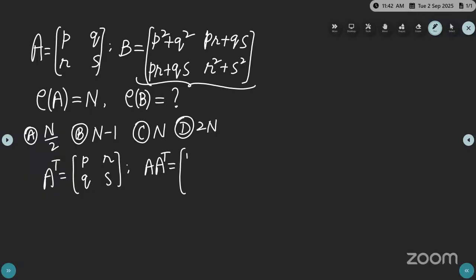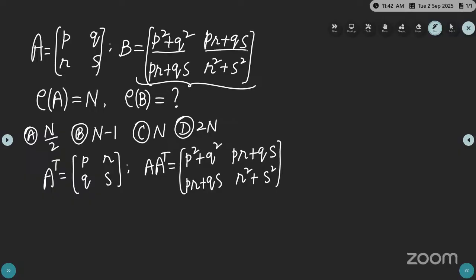P square plus Q square. Next, PR plus QS. Again, next, R square plus S square. When you have been given such a thing, whether it is A into A, or A into A square, or A into A transpose, you can observe it easily based on these expressions. Only from the first two itself you can decide that the observation is required.